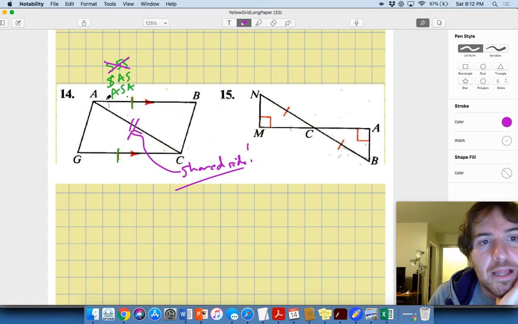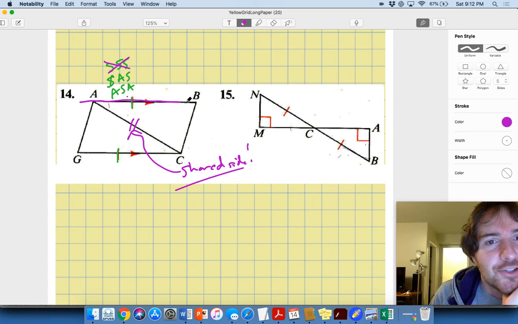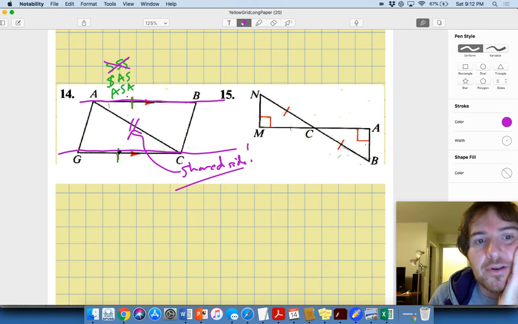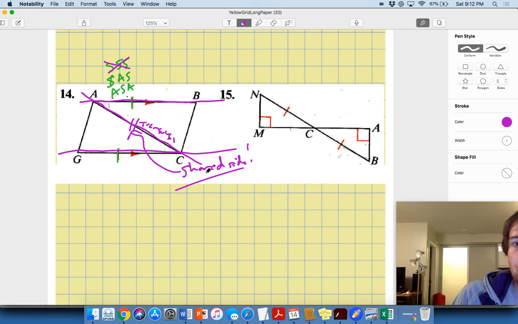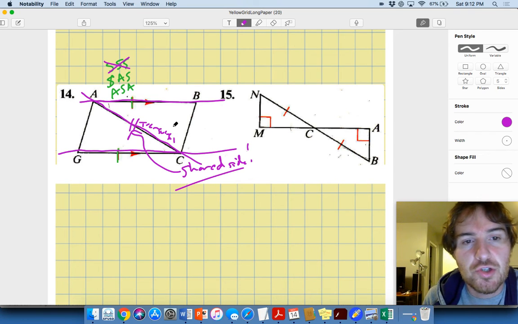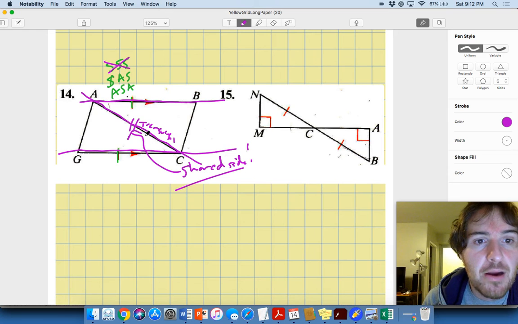All right, we got some parallel lines. That's nice. Parallel lines are just nice. We got some information here, and we got those across here. And check it out, we got a transversal. Transversal time. Running along down, intersecting those two parallel lines. So these are parallel lines right here.